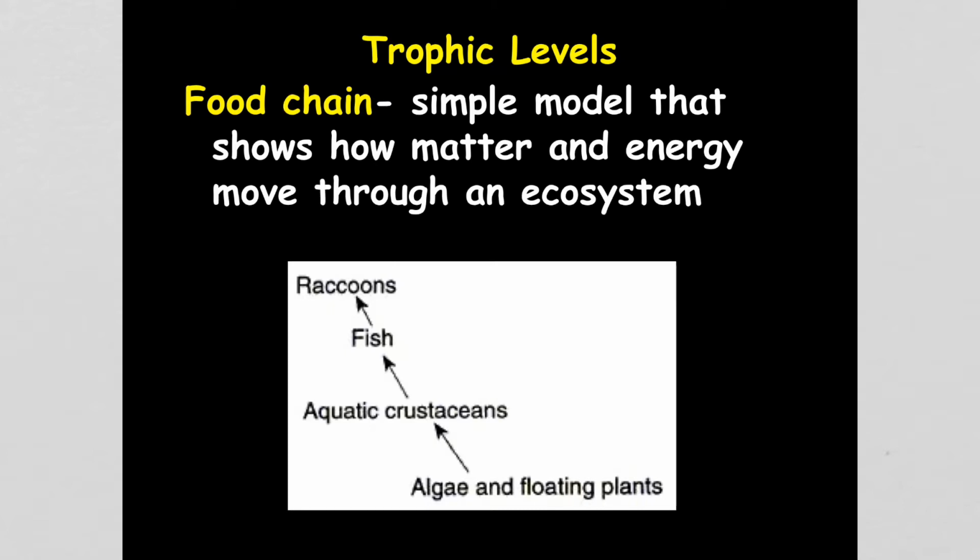All right, so let's circle back to the food chain. So a simple food chain looks like this. It's a very simple model. It's the one that you learn first when you learn about these types of relationships and ecosystems.